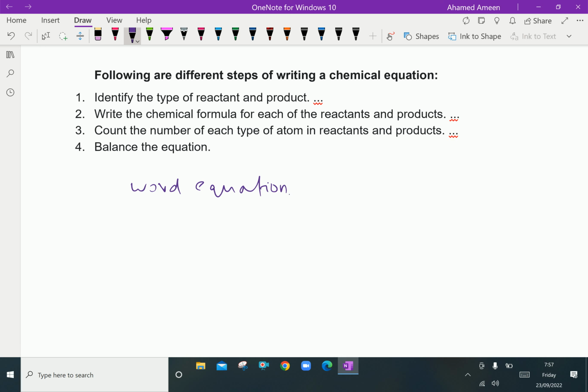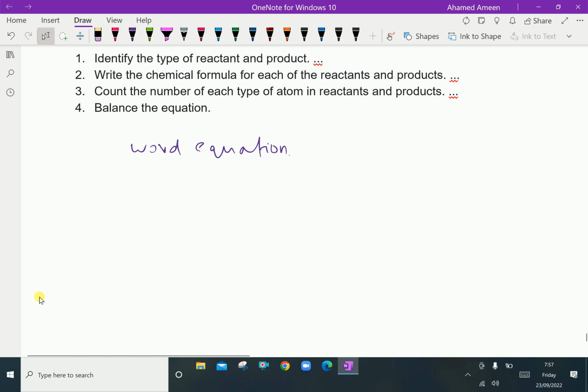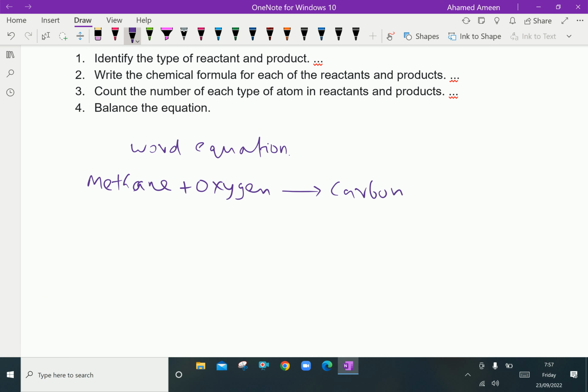Look here. Suppose methane reacts with oxygen. Methane and oxygen react together, gives, arrow mark, carbon dioxide plus water. First we wrote a word equation.